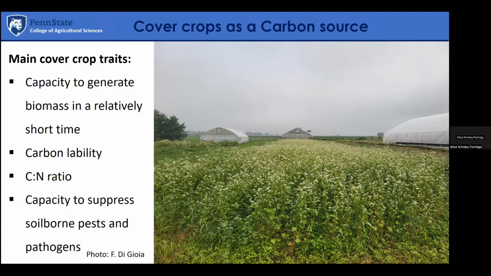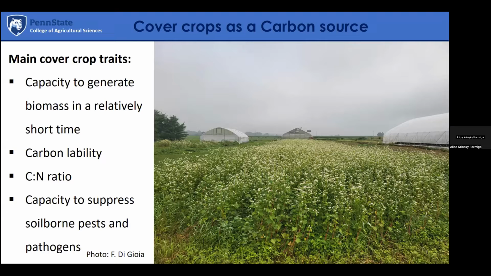Now, besides generating a lot of biomass, we are interested, like for other organic amendments, in how labile the carbon is, like how easy it is to decompose that carbon. That is determined a lot by the quality of the carbon, the quality of the sugar that we have, and also by the carbon-nitrogen ratio. So these are important parameters that we are considering.